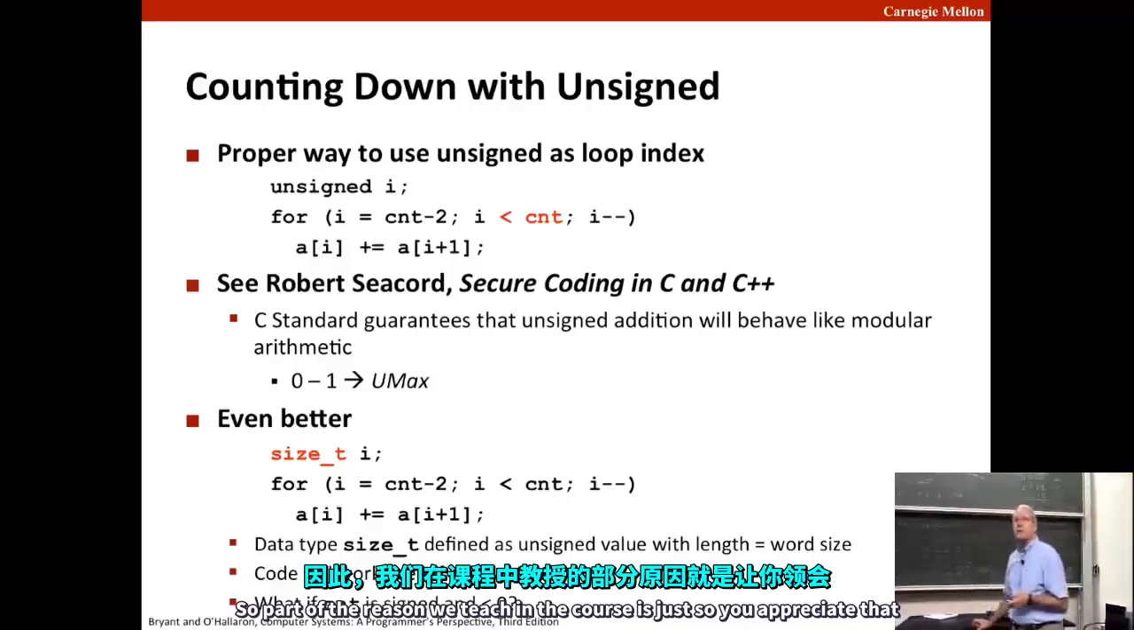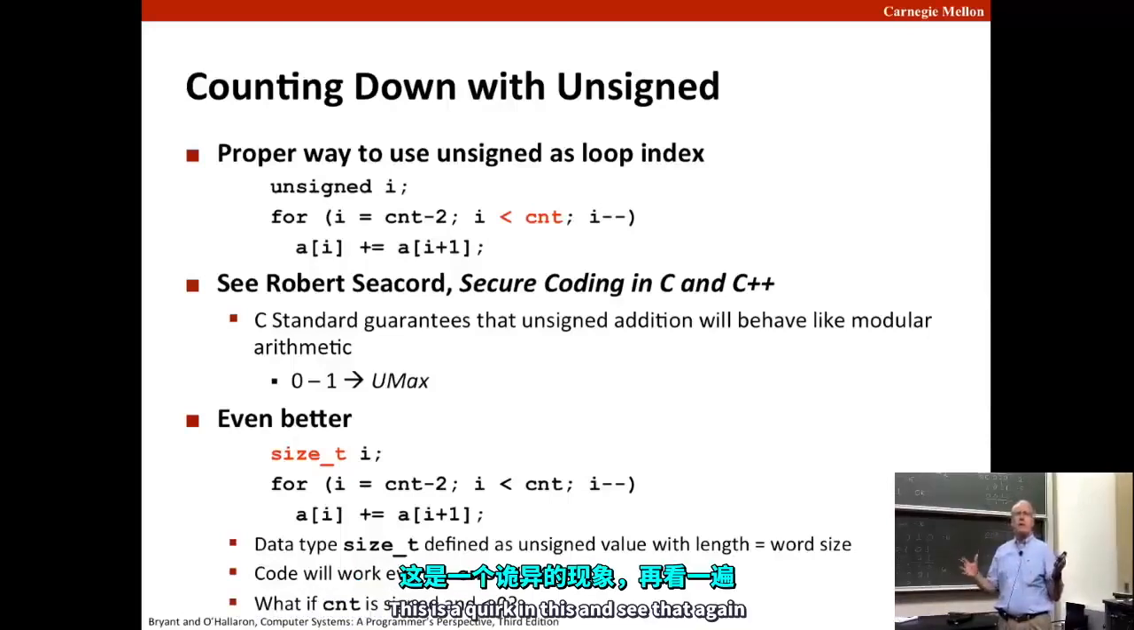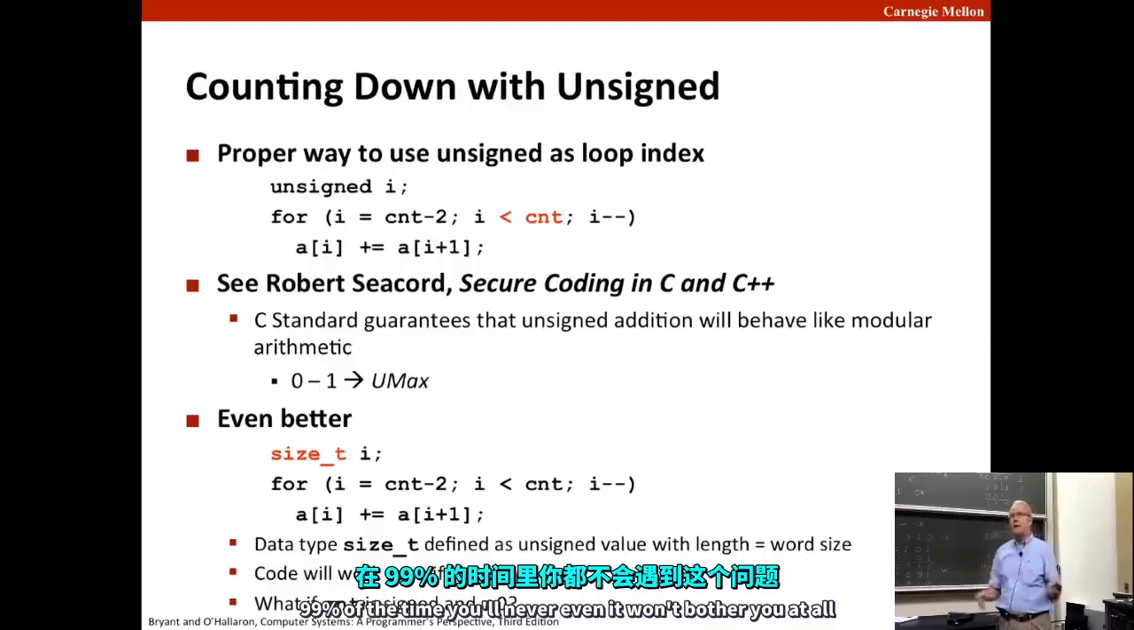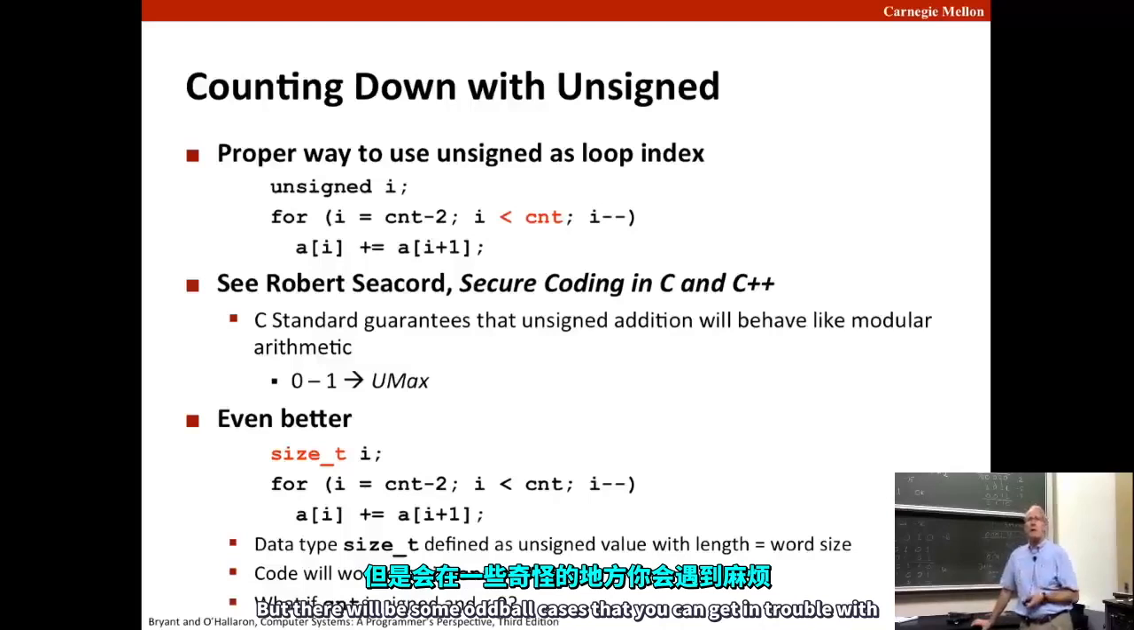So part of the reason we teach this in the course is just so you appreciate that this is a quirk in C. Again, 99% of the time it won't bother you at all, but there will be some oddball cases that you can get in trouble with.